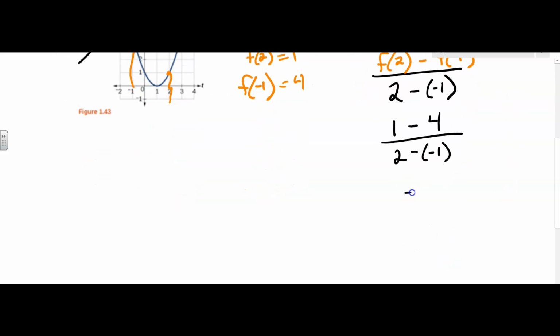So what do we get? -3 over 3, which is going to be equal to -1. That would be then the average rate of change for this problem. Okay, so hopefully that's getting a little bit easier. Just remember you have to find those outputs based on the input.